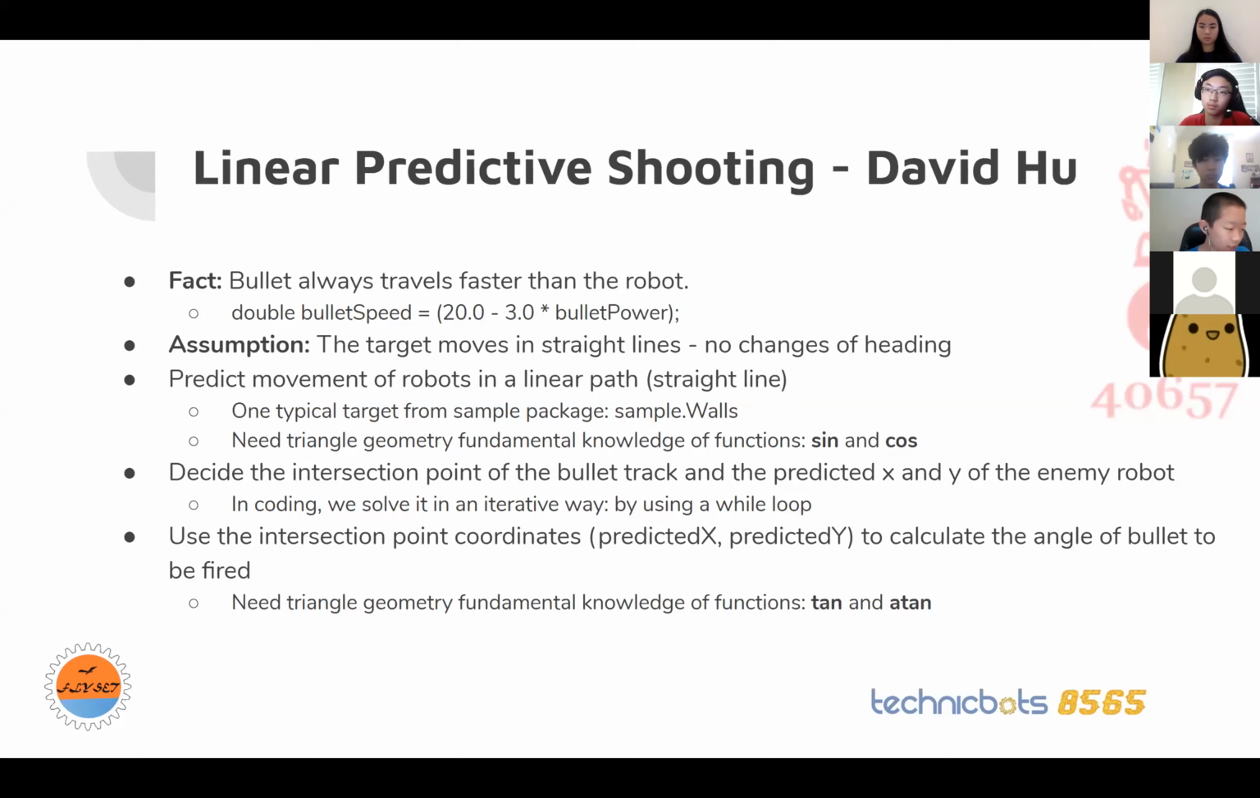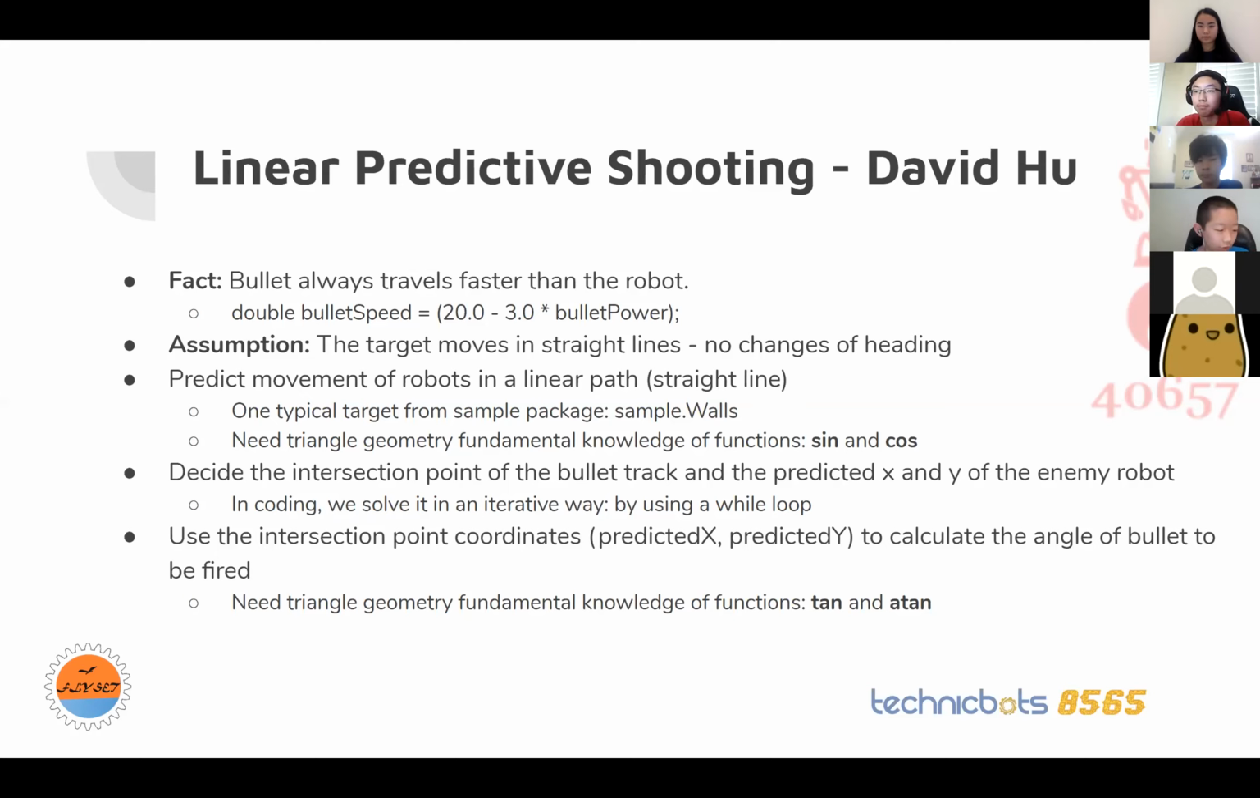The first step is to predict the movement of the robot. We typically use the sample robot Walls, because its movement is very predictable, and it's a good example for this. We also use trigonometry functions, sine and cosine, to help us predict. After we have that, we move on to step 2.